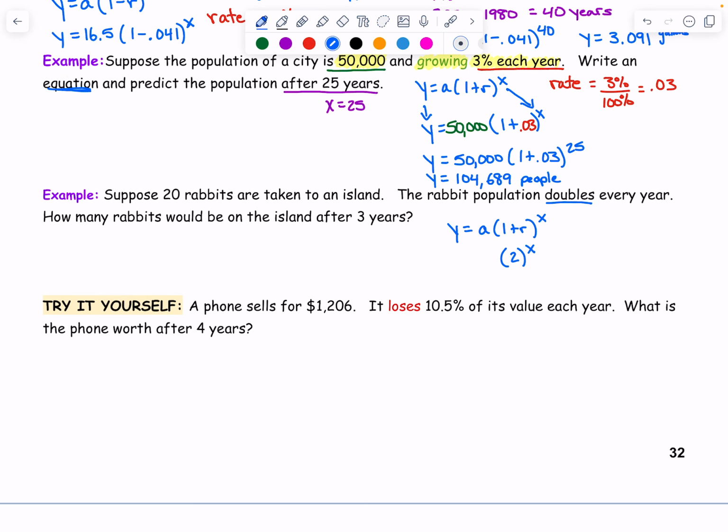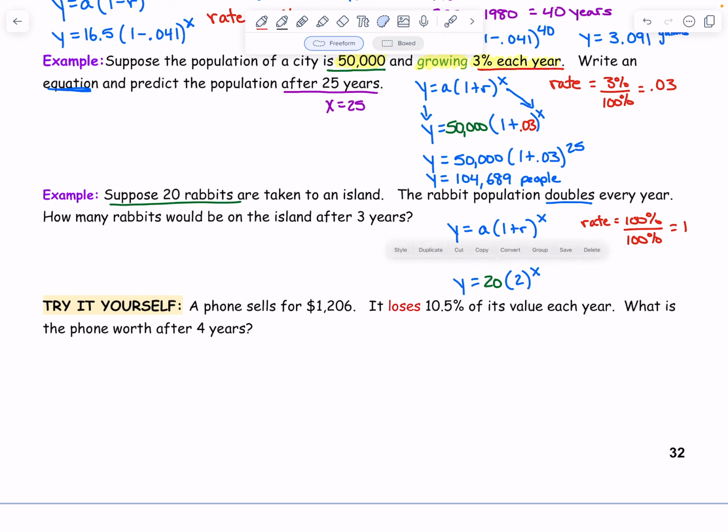So we just need the initial amount, which was the 20 rabbits. So that would go there. And then y would equal the 20 rabbits, which were initially there, times (1 plus a rate of 100%). So the rate was equal to 100%, but when divided by 100%, that was just equal to 1. So in case you need that step in between, I'm going to write that too, because that was y equals the 20 initial rabbits, and it was the 1 plus a rate of 100%, which ended up being 1. And then that just combines to give you the 2.